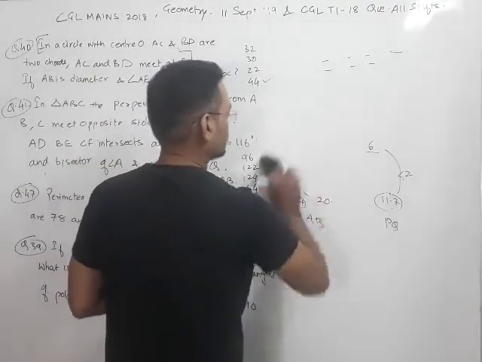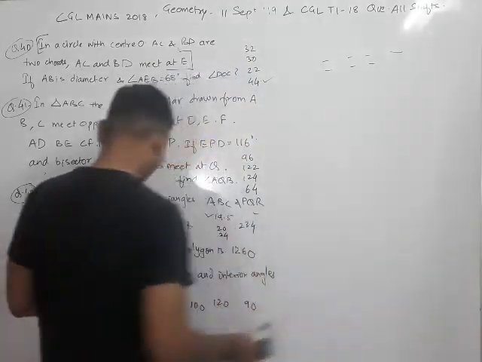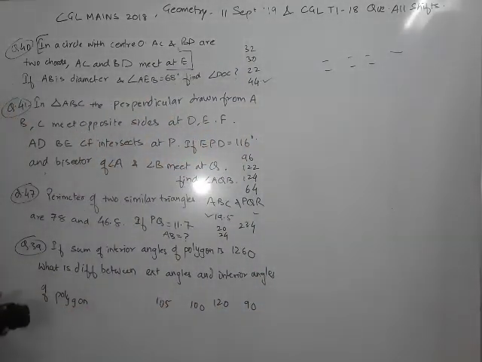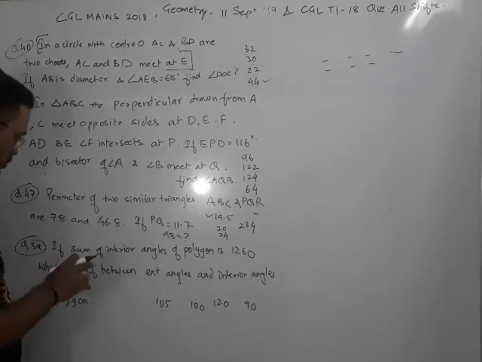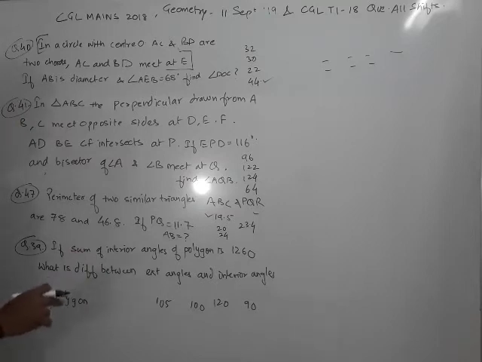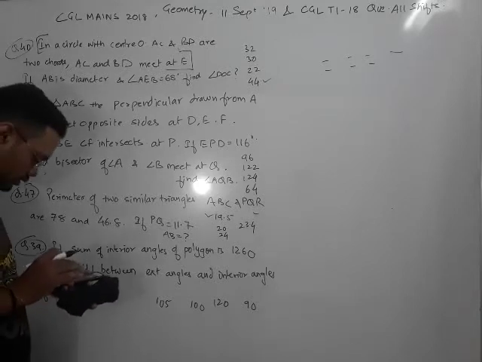Screenshot please. If the sum of interior angles of a polygon is 1260, then what is the difference between exterior angles and interior angles of the polygon?